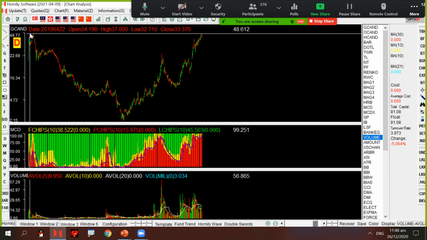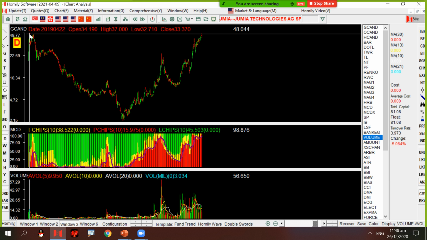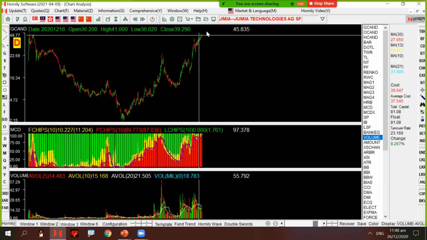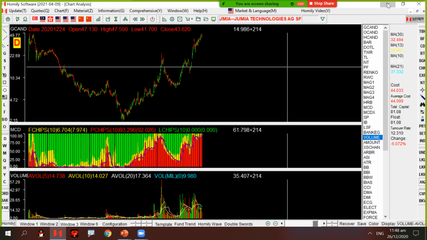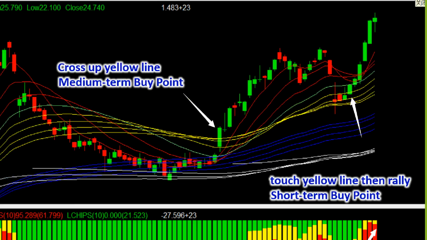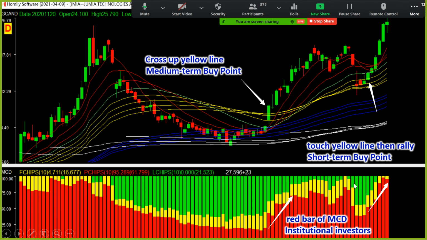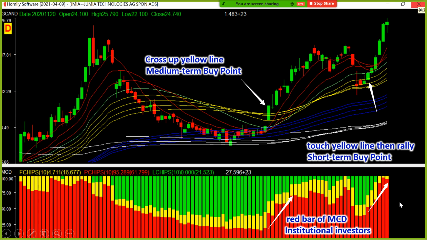Maybe it can hit a new high. You see, on the first day of the IPO, the high price was 49. Now it has almost cleared the new high. It's a very strong share. But remember, the basis is to use the rainbow to know. Yellow rainbow tells you short-term uptrend. Then red rainbow tells you long-term uptrend. Then you can use the red and black circle to buy low or sell high. Okay, it's easier. Then you can get the red bar of MCD to tell you the institutional investors. Also good. That is very important for us.